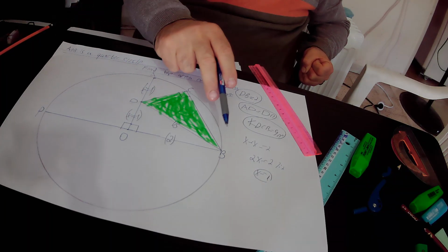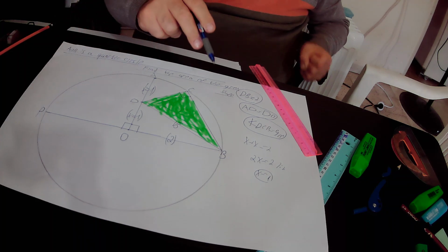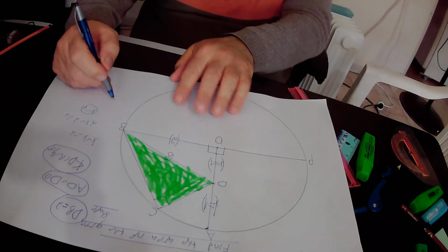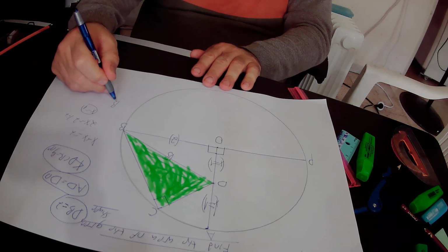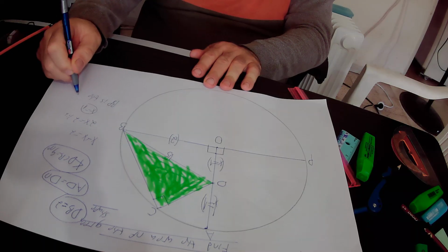So I write it down. We actually found out that BP is the diameter of this circle. So BP is the diameter of the circle.